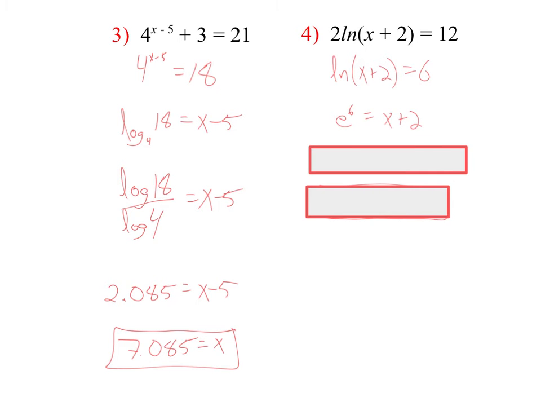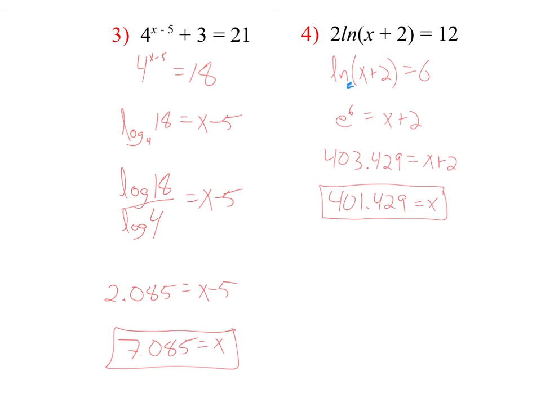Again, the base was e. So when I go to exponential form, I go base, and then I swoop around the equal sign. So e to the power of 6 equals x plus 2. The left side is straight into the calculator. And then we'll subtract 2 to the other side to get our answer of 401.429. Not too shabby.